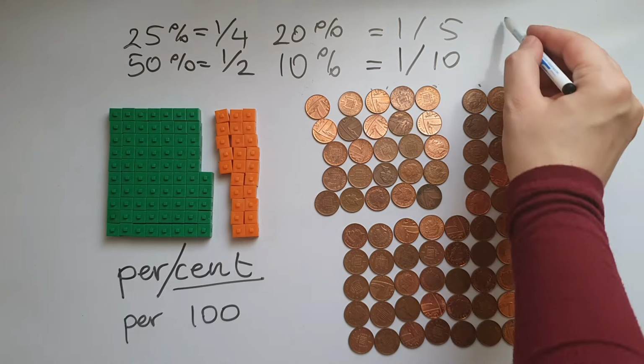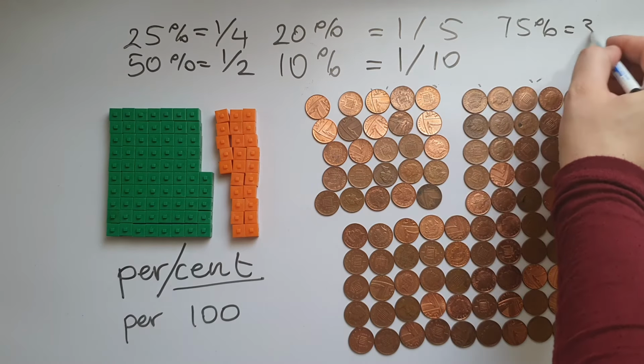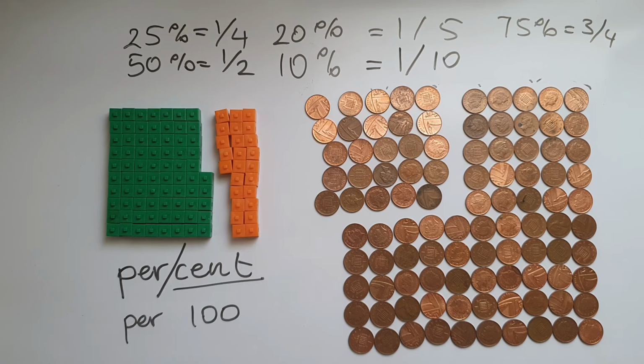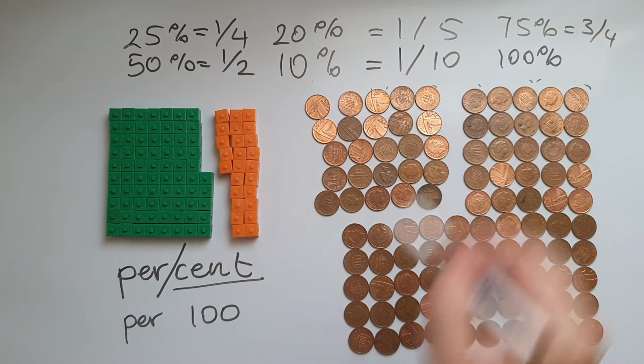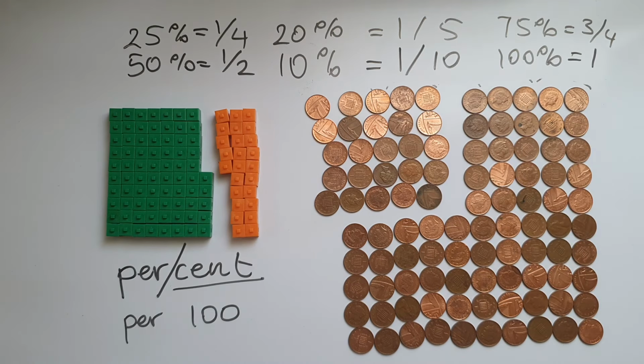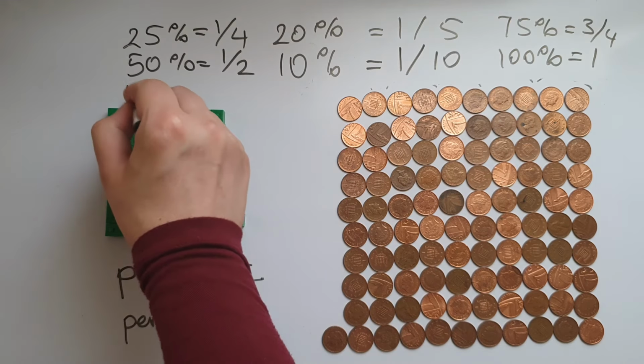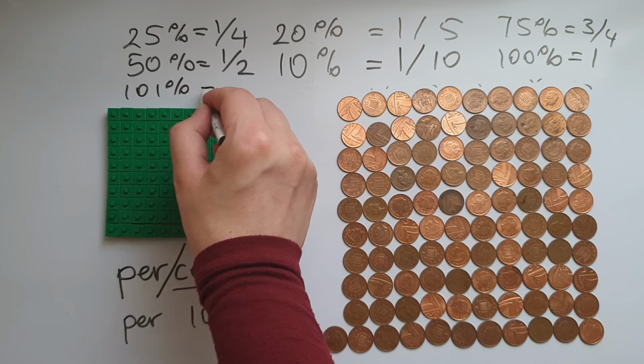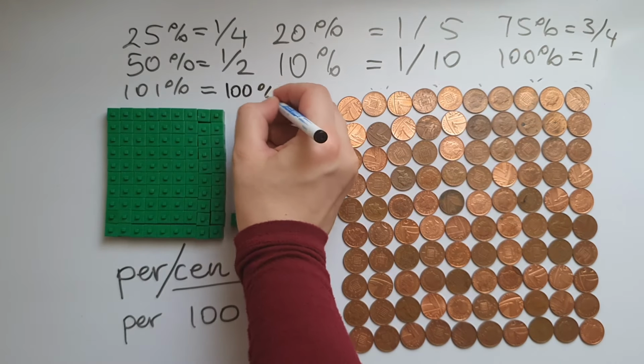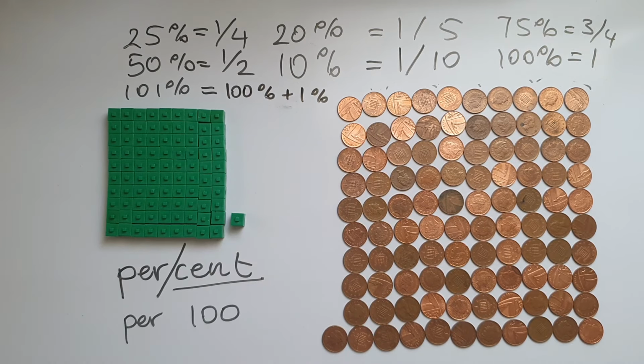75% is 3/4. 100%, that would be the whole thing. So that's equal to 1. 101% is going to be the 101 extra. 120% is going to be 120 out of the 100. So still percent out of 100.